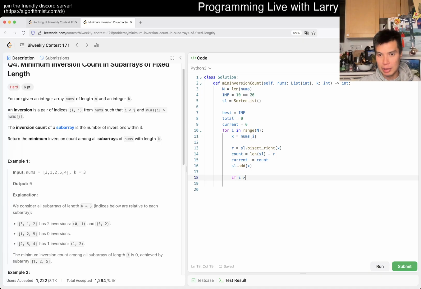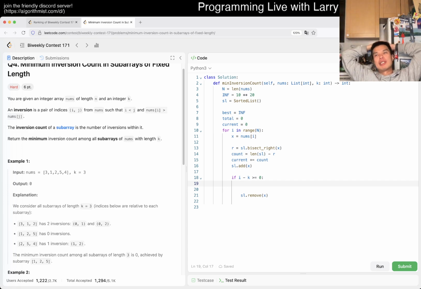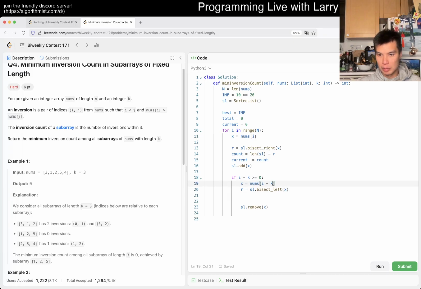Just sliding window. So this is greater than 0. Then we subtract it, right? But before we subtract it, now everything that's inside, we want to, the number of inversions is the number of numbers that are smaller than it, right? So number of numbers that are smaller than it. Okay, that's it actually.